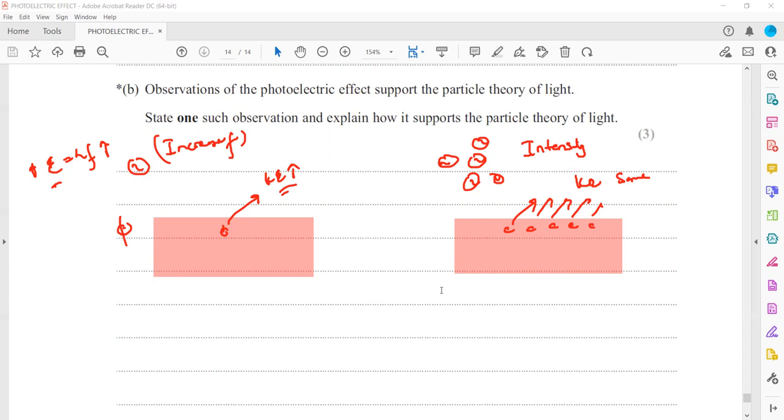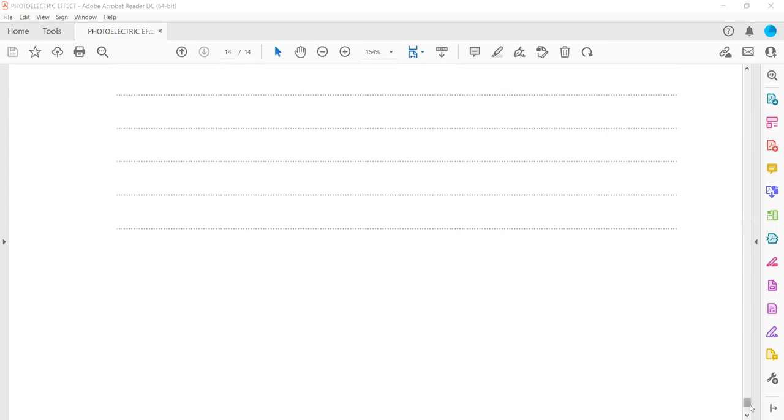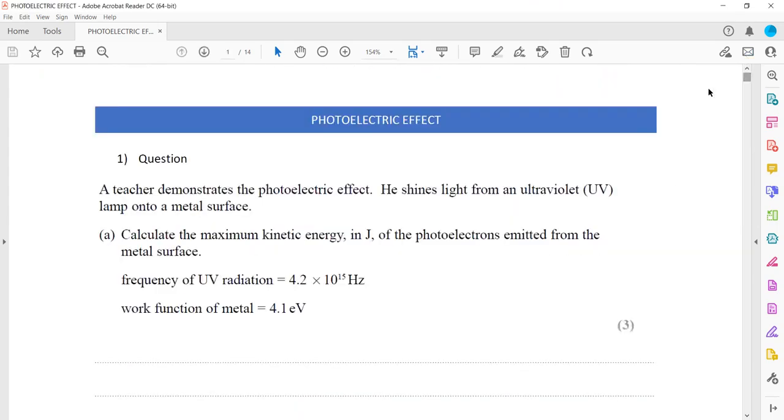Is this part about the photoelectric effect clear? Yes, sir. Okay, so these are the questions from the topic photoelectric effect.